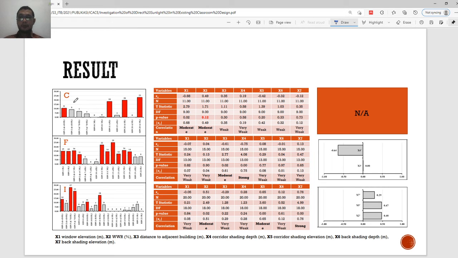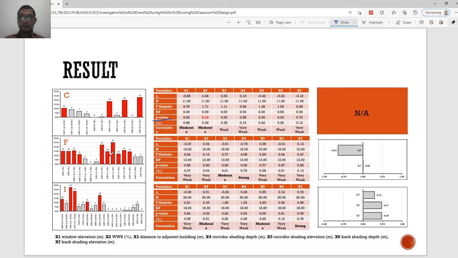And from the three groups, we have 10 objects, which are group C, F, and I. Here, we then conduct the Spearman correlation analysis. So at group C, there's a moderate correlation, but again, when we conduct the sensitivity analysis using multilinear regression, we discovered that in this group nothing is sensitive, since the p-value of the model is more than 0.05.